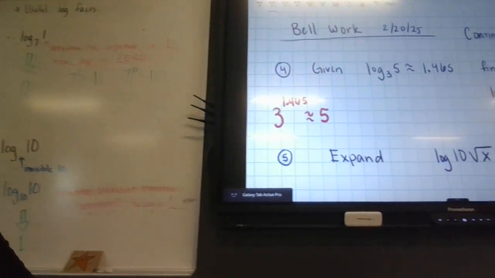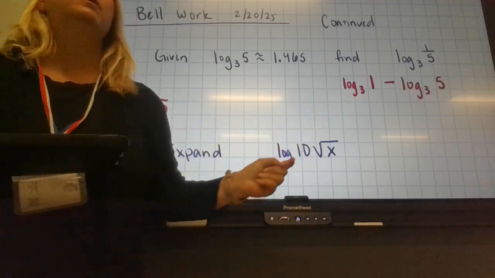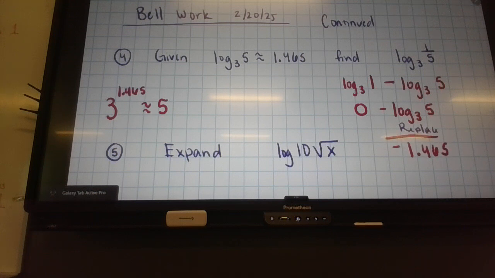A lot of students were trying to type this into Big Ideas Math and it was coming out wrong. It's because I hadn't gone over this well enough with you. Anytime the argument is 1, that logarithm is 0. So we're going to put a 0 here. And then we're going to replace this with the fact in the directions, 1.465. So that's negative. And there's your answer.